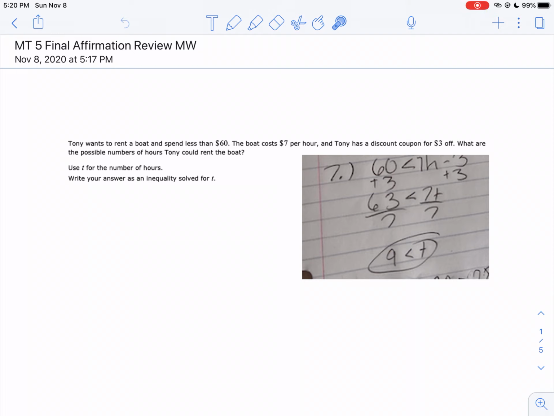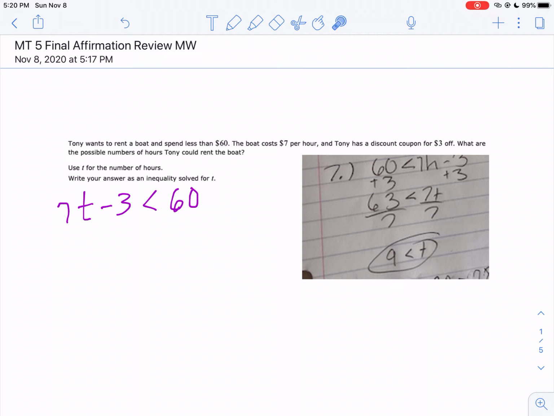The problem I have with your solution is you said 7H minus 3 has to be greater than 60, or 60 has to be less than the amount you spent. He only has $60 to spend, so you got the inequality pointed the wrong direction. I always like to put the variable on the left. So 7T minus 3 has to be less than 60. That's the only mistake you made.